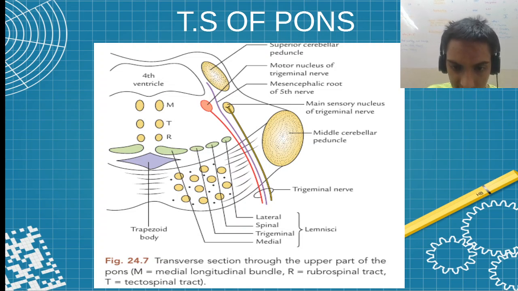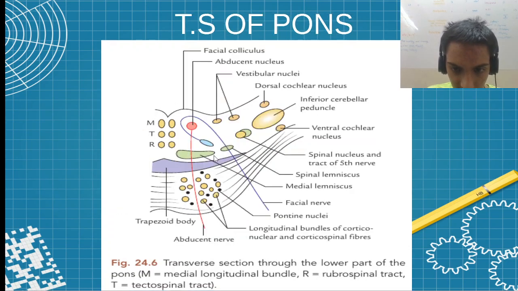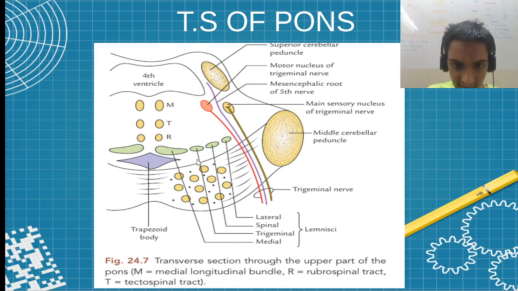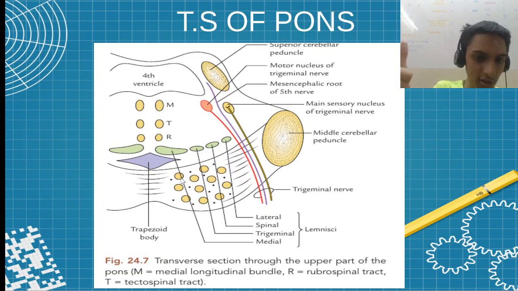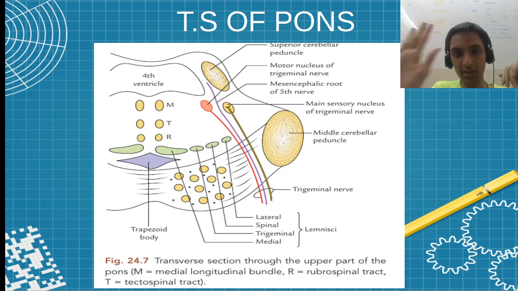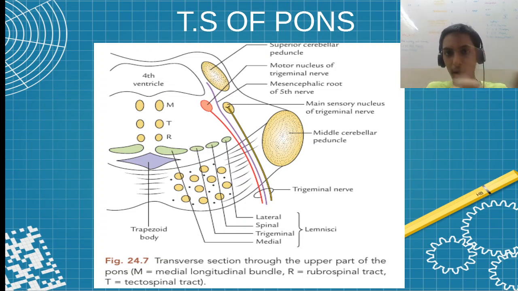So what will be the difference? Here extra lateral and trigeminal. See now, lateral and trigeminal, this extra will be there. Just compare and see. Here we are seeing spinal and medial. Extra lateral and trigeminal got added. That's all. The rest everything is the same. So what will be the differences? Remember this. Number one, fourth ventricle, all the lemnisci, superior and middle cerebellar peduncle, and trigeminal nerve. Please remember these four differences between the lower part and the upper part.